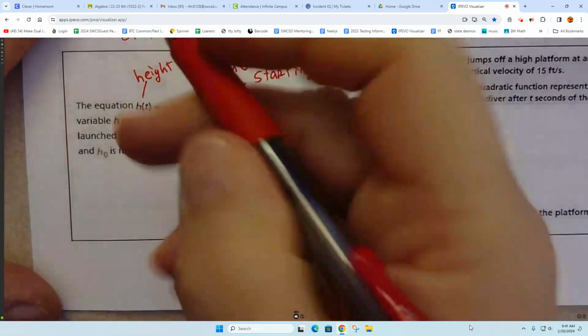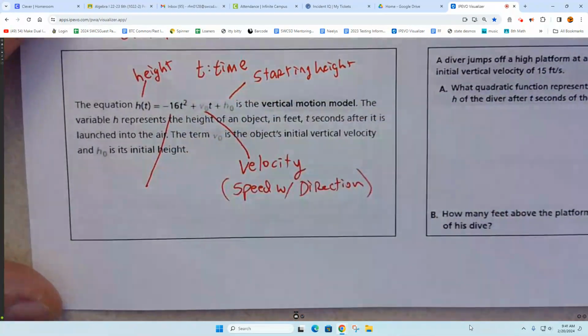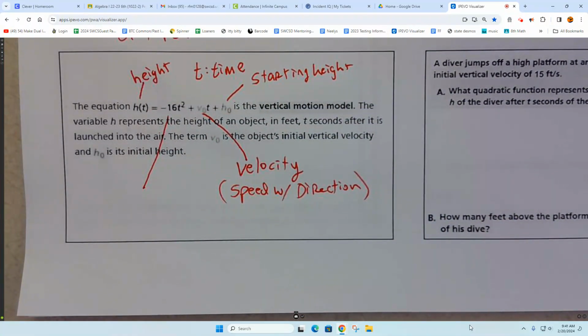What do you think negative 16 is? The height at which you throw it. That's always the same. That's not a number that's going to change. What doesn't change? The slope. It's a constant. What's the main thing acting on something when you throw it?